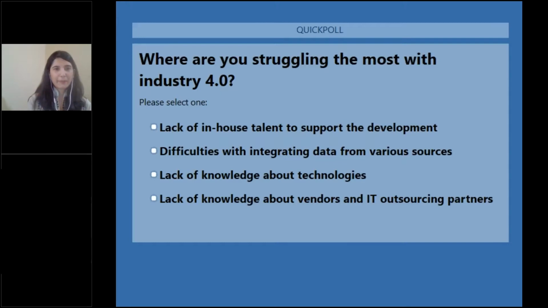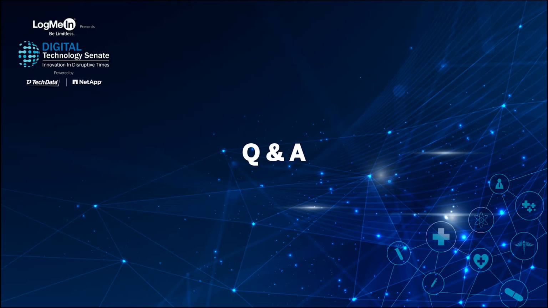So here we have our poll question. The question is, where are you struggling the most with Industry 4.0? The options are: lack of in-house talent to support the development, difficulties with integrating data from various sources, lack of knowledge about technologies, and lack of knowledge about vendors and IT outsourcing partners. So I leave you with the poll question, and let's see what questions we have from our audience.